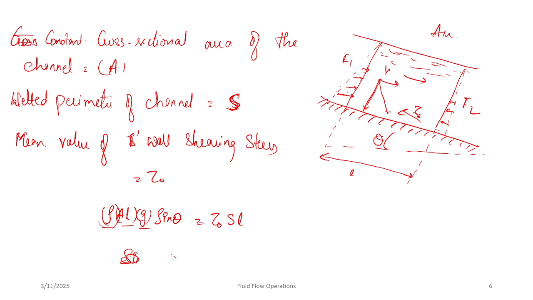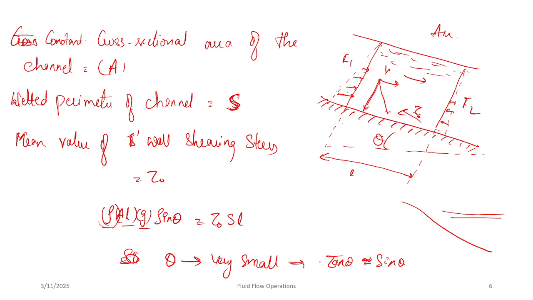As theta is small, in flow channels or in canals, there will not be a steep inclination, right? So that will be a small inclination, right? So theta is very small. So that means we can assume tan theta will be almost equal to sine theta. So let's say this is I.